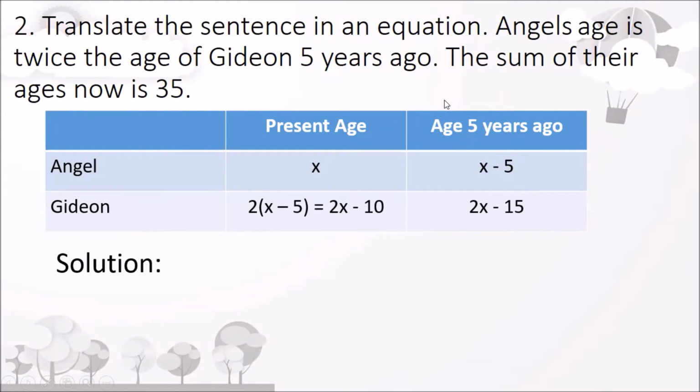Now, for our translation of the sentence into an equation, so we have ito yung present age niya, Angel's age plus Gideon's age equals 35. So Gideon's age is 2x minus 10, so x plus 2x minus 10 equals 35. Pwede din natin siyang i-simplify as 3x minus 10 equals 35. Accepted din naman ang 3x minus 10 equals 35.